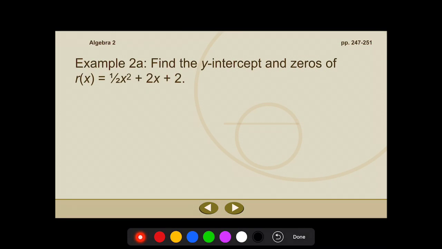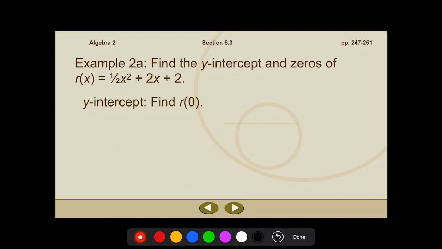So here's what you guys are going to have to do. This is the first part of the lesson, okay? Find the y-intercept and the zeros for r of x equals 1/2 x squared plus 2x plus 2. To be honest with you, the y-intercept will always be the easiest one to start with. To find the y-intercept, I literally just plug in 0 for x.